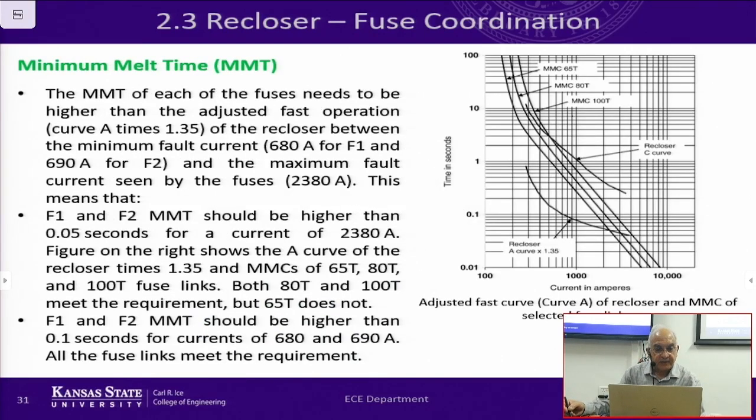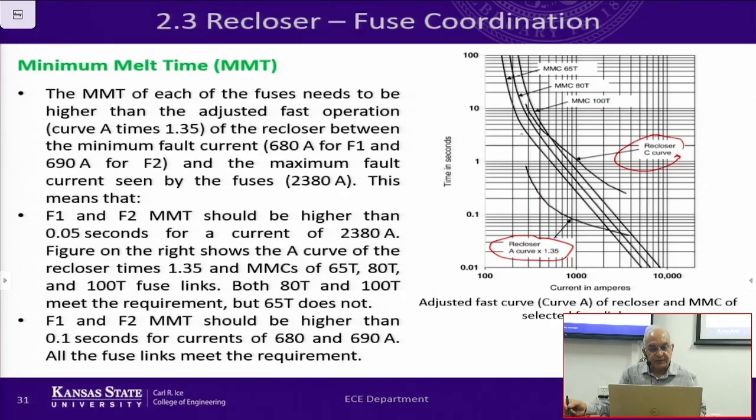Then we will put these graphs on right here. Notice that this is the fast curve of the recloser multiplied by 1.35, because we have to push that up. The fuse characteristics are shown here. This is the recloser C curve, and then we have the 65T fuse here and the 100T fuse here, and I have also included an 80T fuse in between.